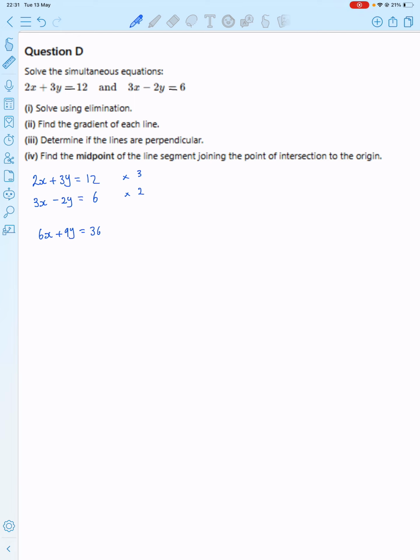And then the second equation becomes, well, timesing by 2, 3x times 2 is 6x, minus 2y times 2 is minus 4y, and then 6 times 2 is 12. Lovely. Then we can now subtract. So I'm just going to call this equation 1, equation 2. So doing 1 take away 2. 6x take away 6x is 0. 9 take away minus 4 is 13. Be very, very careful with those double negatives. 13y is equal to 36 take away 12, which is equal to 24.